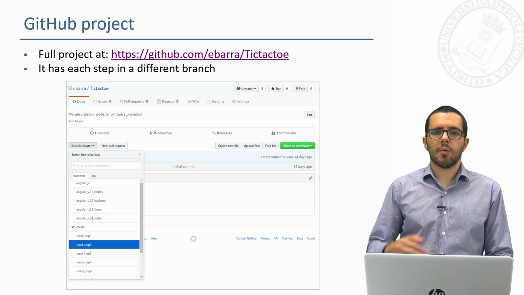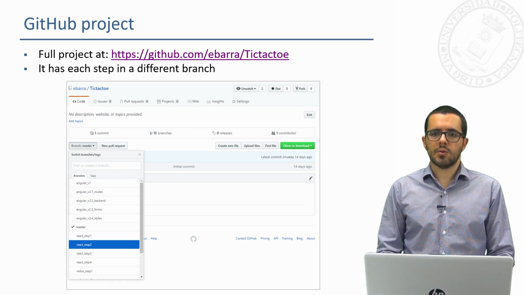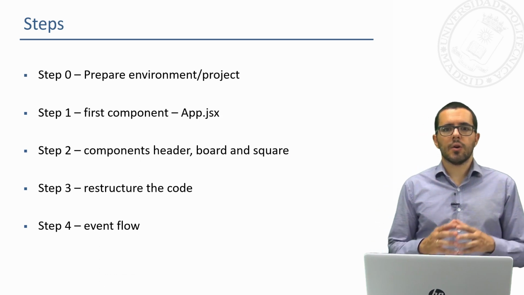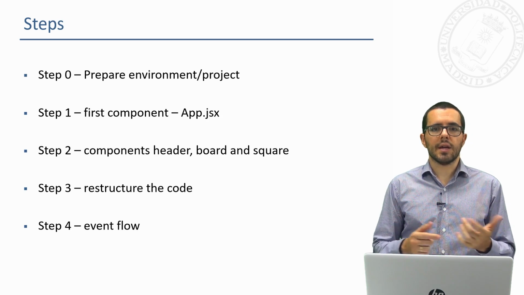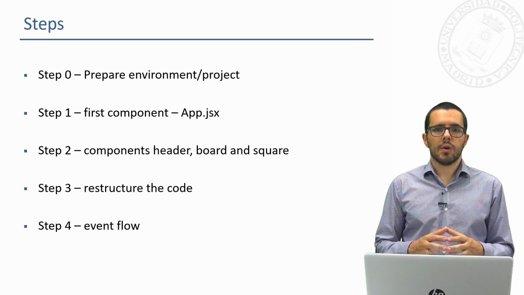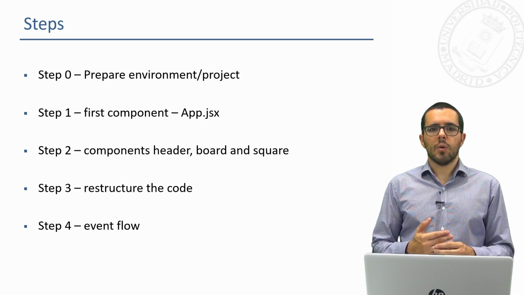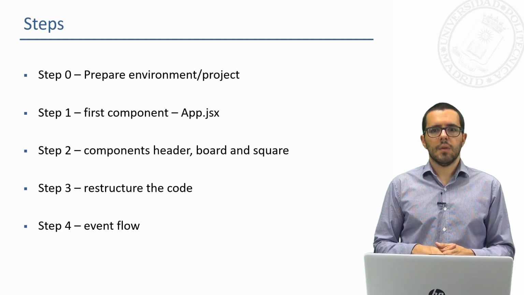If you want to skip one step or start with a clean project, use the different branches that you can see there. What are the steps that we are going to perform? Well, in a first step, we will start with a create React app. Create React app gives us a scaffold. We will start from there, and we will start preparing the whole project.